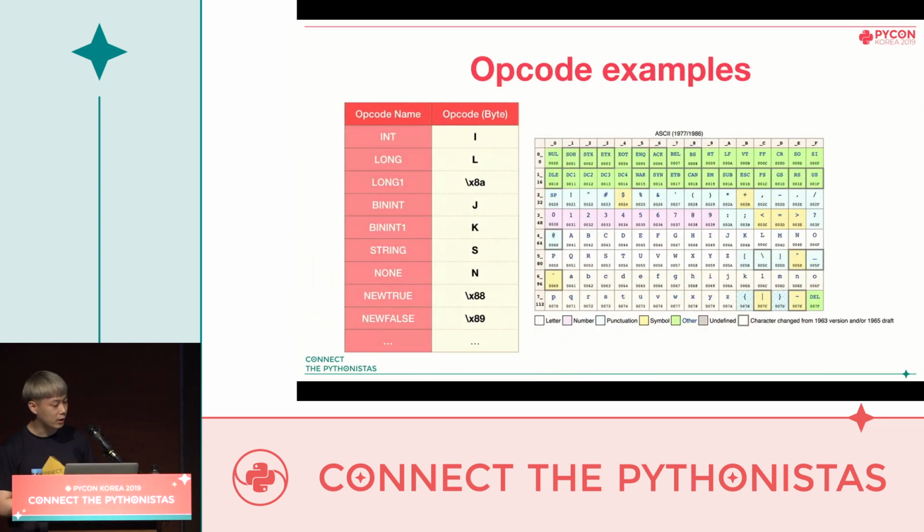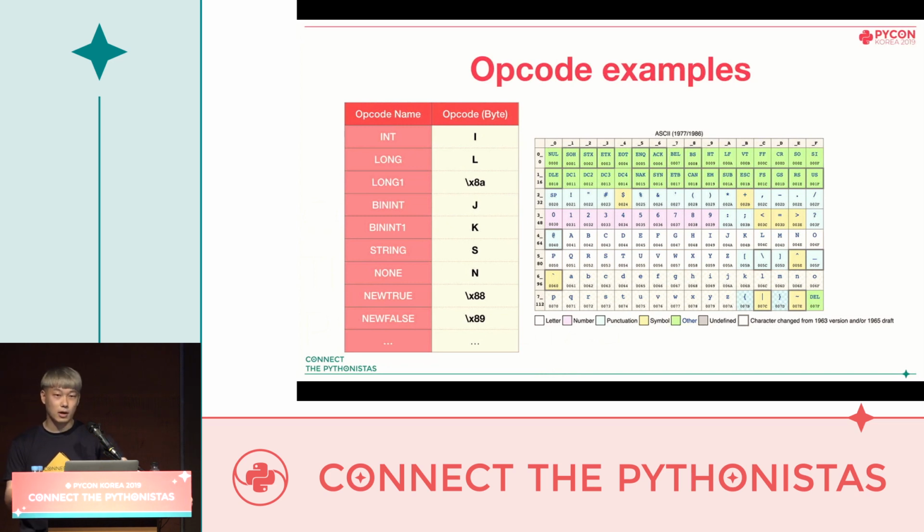So now here are some opcode examples. There's int, long, binary int, and so on. But now I want to emphasize the difference between the left opcode name and the opcode itself. The opcode name is a symbolic name, so that we can refer to it with a more intuitive name, while the opcode itself is an actual byte, an 8-bit token that is written to the pickled byte stream.